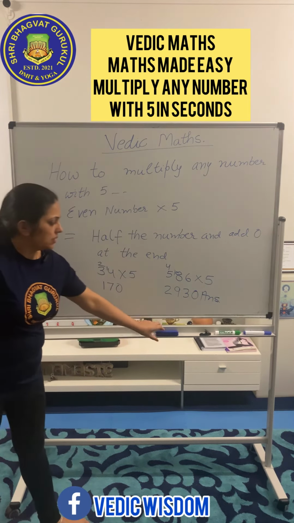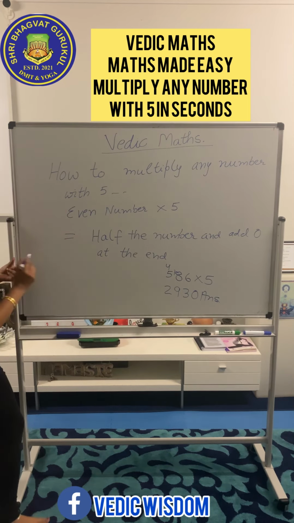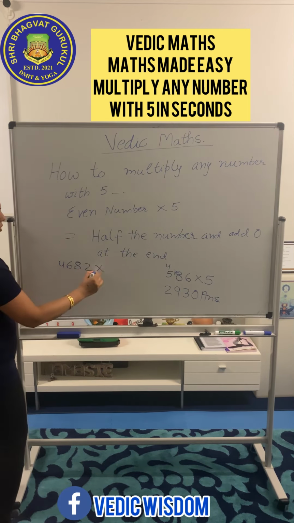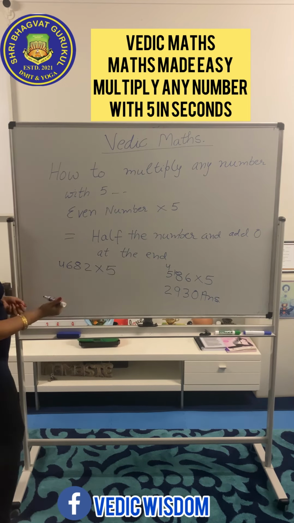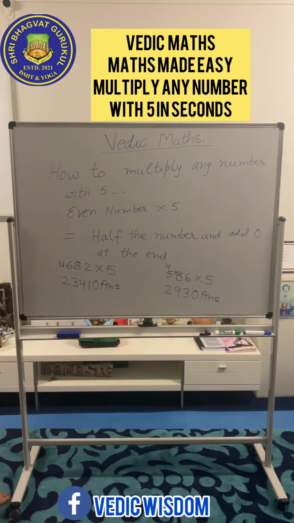That's it. Let's take one more example. If we have number 4, 6, 8, 2 multiplied by 5. 4's half is 2. 6's half is 3. 8's half is 4. 2's half is 1. Add 0 at the end. So quick as compared to the normal method of multiplying. Then you carry over to the next one. This way it's so easy.